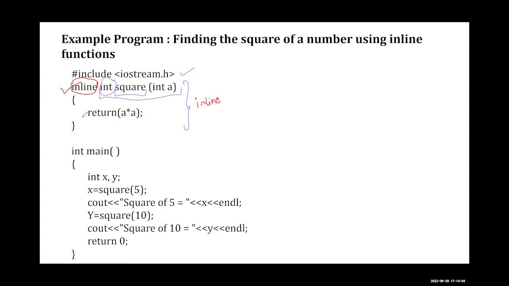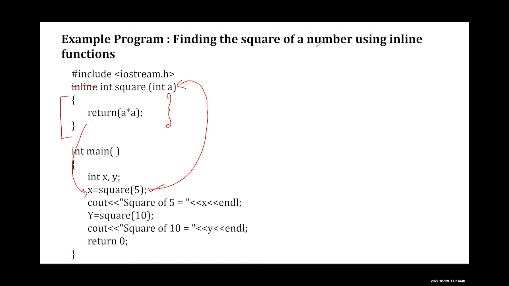So what happens here? This is the code for this particular function, that is we are going to return a into a, whatever parameter we are passing. Now what is happening in the main, I'm calling this function, which is square, in this place. As soon as I call this function, if the inline was not mentioned, the control would have passed over here, and then the execution would have happened and the value would have got returned to x, the value would have got stored in x.